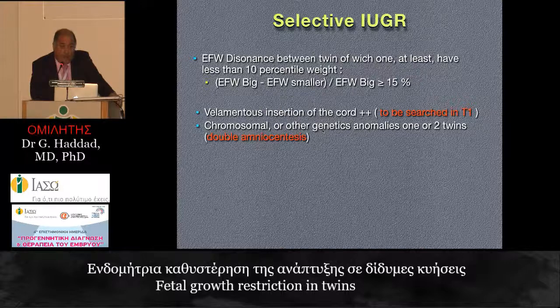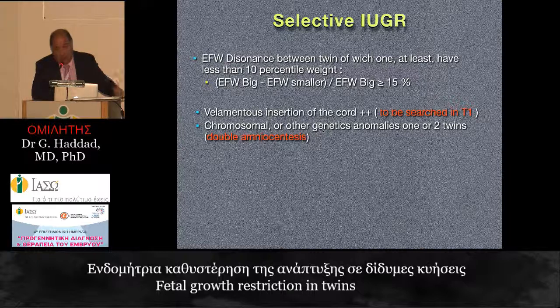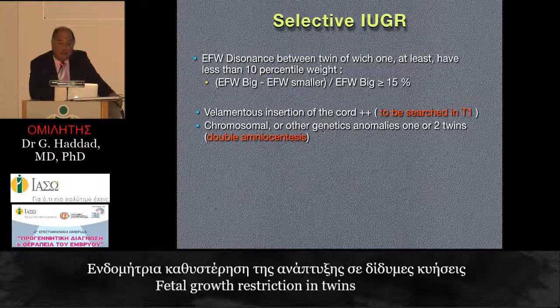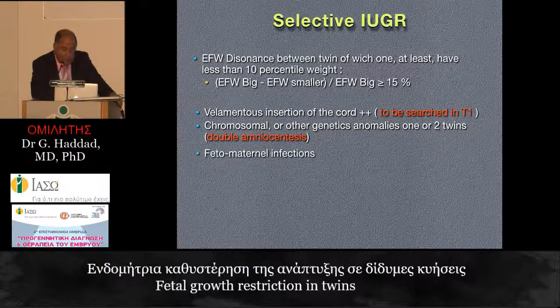When one twin has IUGR, you have to think that one of the two can have chromosomal anomalies, and you have to do amniocentesis. But as I explained to you in the beginning, if they have the same sex, the same genital sex, then in 15% of this situation they have the same karyotype. So you have to do a double amniocentesis. You never do just one amniocentesis for the one who has the IUGR, but a double amniocentesis to be sure that there is not a different expression of the pathology.